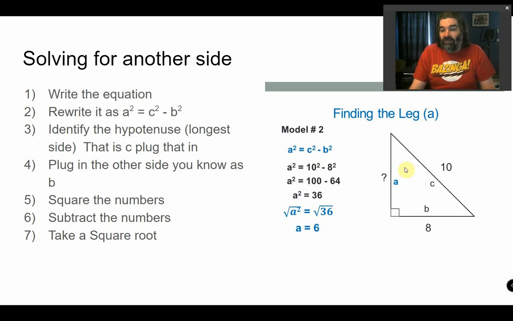So if I ask you to find a side that's not the hypotenuse, you're going to notice that because you'll have a number beside the side across from the square. Write a squared equals c squared minus b squared. Write the hypotenuse in, write the other number in, square them, subtract them, square root, answer. If you remember these steps, you'll never actually get it wrong.